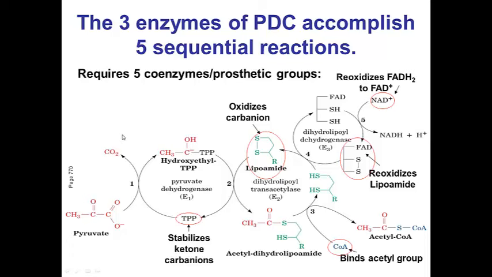So now we've produced all three of our products using several different coenzymes and prosthetic groups. So TPP to stabilize that ketone carbanion, the dihydrolipoamide arm, which serves two functions. So one, it serves as an arm that can reach all the way from E1 to E3, and it also oxidizes the carbanion to form the acetyl group, and it transfers that acetyl group to CoA, which is another one of our coenzymes. The function of FAD was to reoxidize the lipoamide arm, and the function of NAD was to reoxidize FADH2 to FAD.